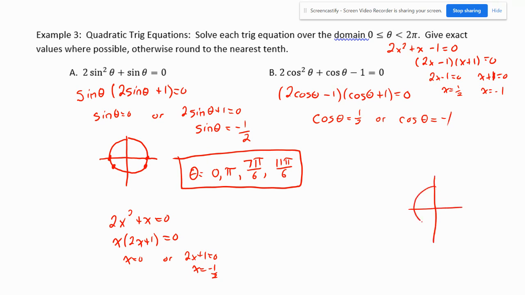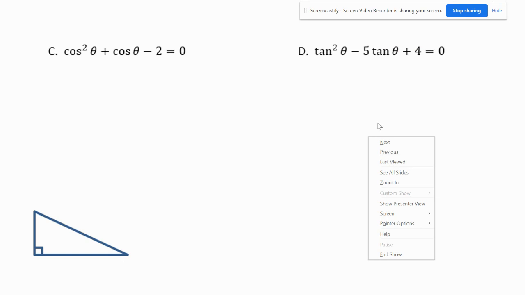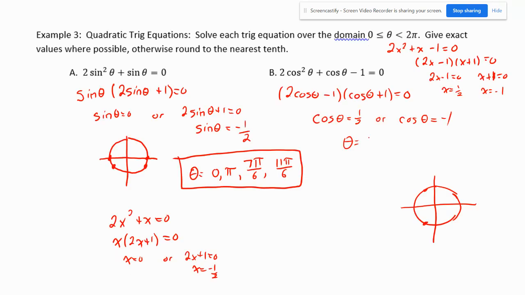Quick little unit circle here too. Where does cosine equal 1/2? That's the x value. It happens here and here. That means theta, this happens at 2 pi over 3 and 4 pi over 3. Cosine equals -1. That happens at this point over here, which is at pi. So there are your 3 solutions for this one here.